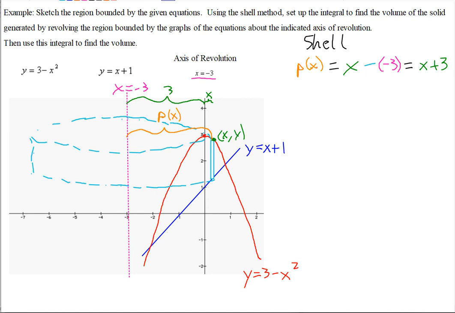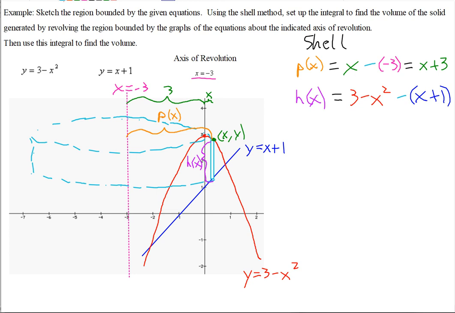And then the height, again, is just the height of your rectangle. It's the same exact thing you would use for area. So h of x would just be the top minus the bottom: 3 minus x squared, minus the one on the bottom, x plus 1. You could simplify that, but since we're doing it with a calculator, we don't need to.